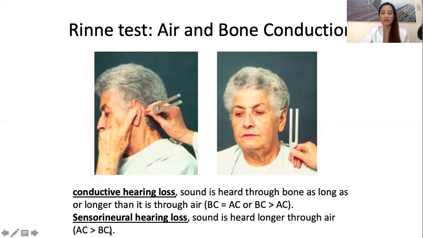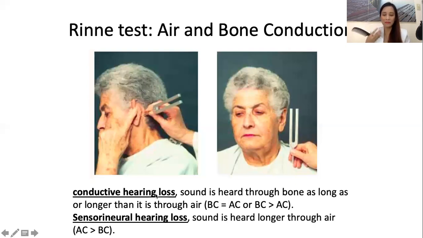So air conduction is greater than bone conduction. If the patient hears it through the bone as long as or longer than through the air, it's conductive hearing loss. When you put it here, and the patient cannot hear it anymore, and you put it here, and the patient can still hear, it means that the air conduction is less than or equal to the bone conduction. So that's conductive hearing loss. So it means that the defect is in the external and middle ear.